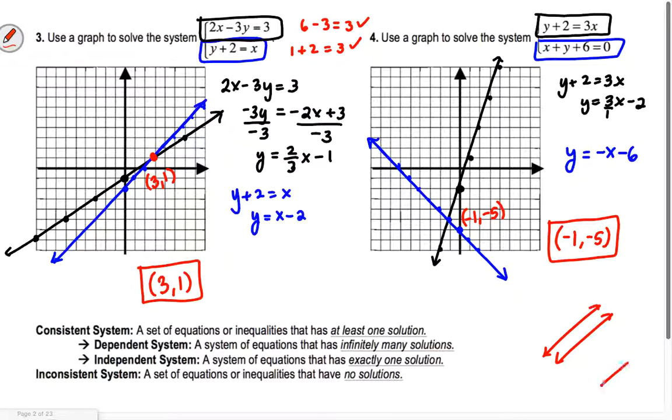Or you could have lines that are exactly the same line. And that's infinitely many solutions, right? So you can have weird situations. So that's what it says down at the bottom. So you kind of need to get used to using math words.